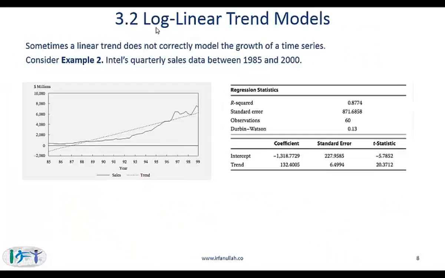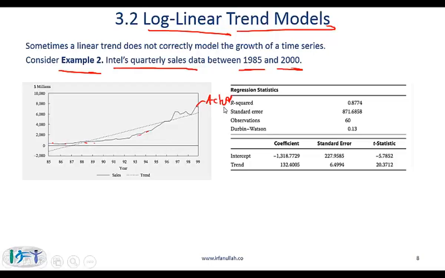We now move to the next section, which is log linear trend models. Sometimes a linear trend does not correctly model the growth of a time series. If you consider example 2 in the curriculum, which is looking at Intel's quarterly sales data between 1985 and 2000, this is what you have. So this data over here is the actual. It looks like this data is growing somewhat exponentially. Obviously not a perfect exponential function, but simplistically it looks exponential. And the dotted line is the best fit regression line.